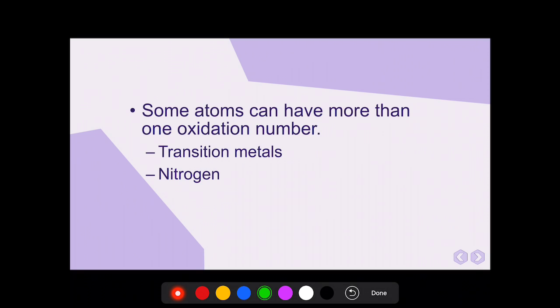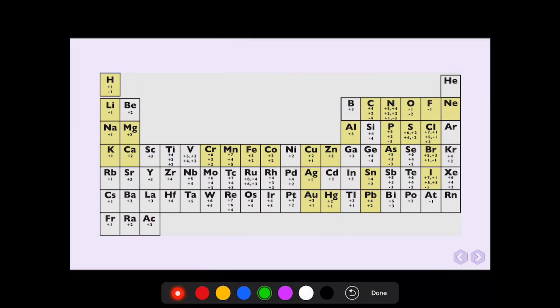All right, just a few more slides here. Some atoms can have more than one oxidation number. The transition metals often do, nitrogen does. So you just need to remember that a lot of them can have multiple oxidation numbers. There are some exceptions to this, and we've already talked about those exceptions. Those are the rules that we have.